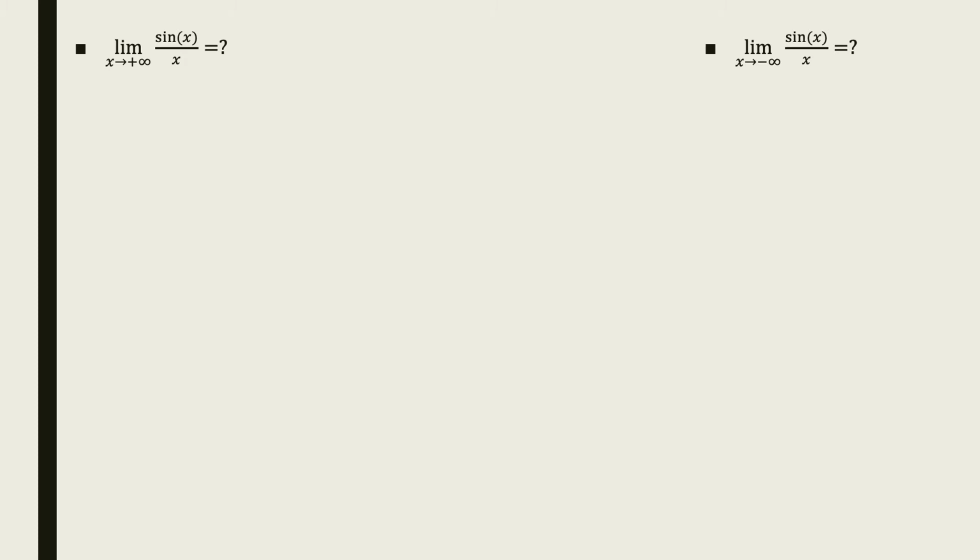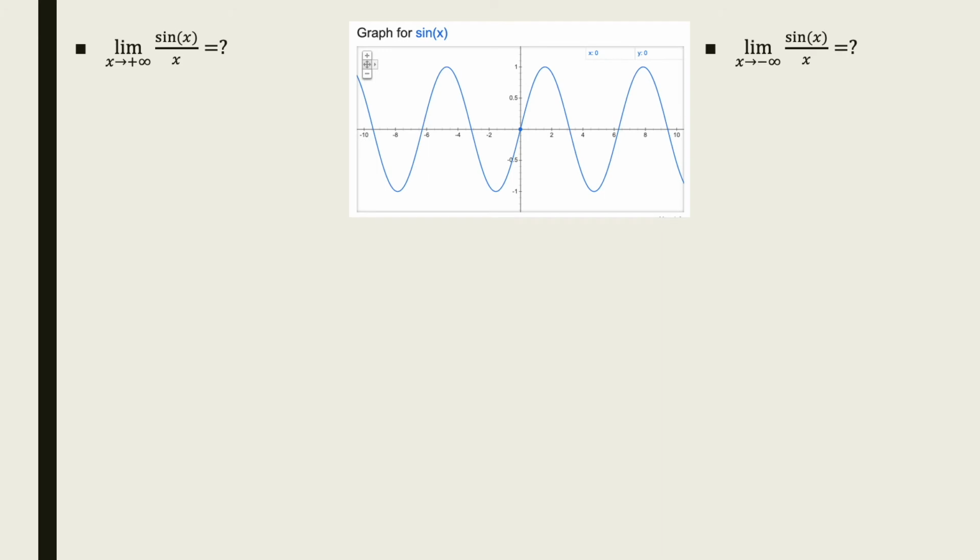We cannot calculate the limit of the numerator and divide by the limit of the denominator, because neither the limit of sine of x nor the limit of x exists as x goes to plus infinity or minus infinity. Sine of x keeps oscillating between 1 and minus 1. We need something else, and that something else is the sandwich theorem, or squeeze theorem.